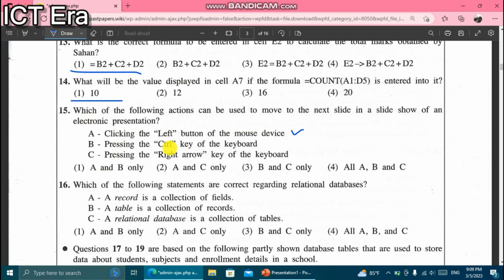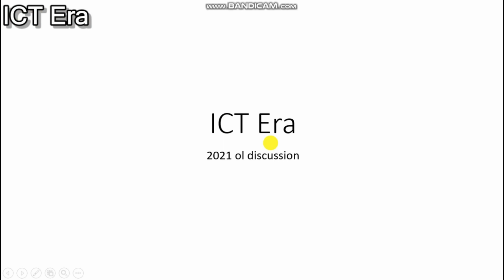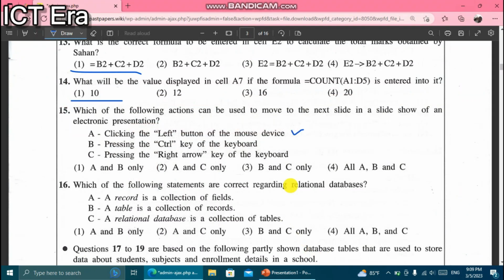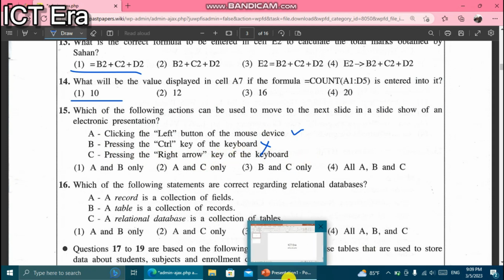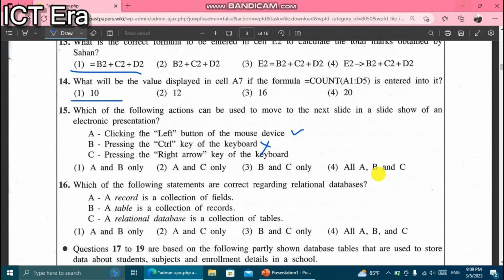B, pressing the control key of the keyboard. Let's do it now. Even when the control key is pressed, nothing will happen. So this is wrong. The next one, pressing the right arrow key of the keyboard. Let's see it. You can see it is moving when I press the right arrow key. So this one is also correct. A and C is the answer.